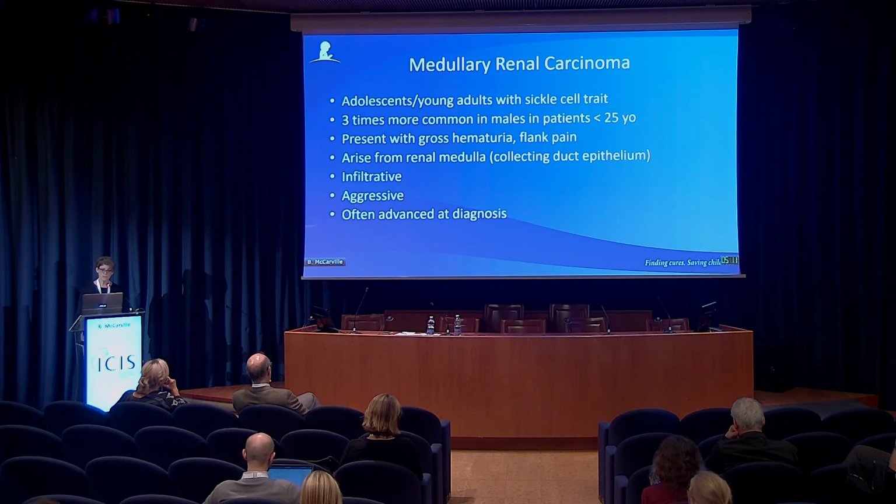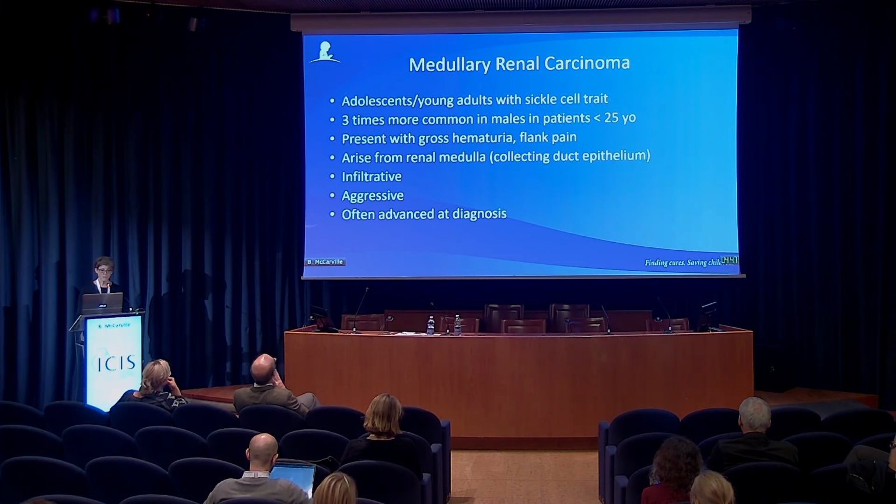So medullary renal carcinoma is a tumor that occurs in adolescents and young adults with sickle cell trait. It can be seen in patients with sickle cell disease and even Caucasians, but most patients will have sickle cell trait. So if you see a renal tumor in an adolescent boy who is of African descent, think of medullary renal carcinoma. It's 3 times more common in boys than in girls in this age group.